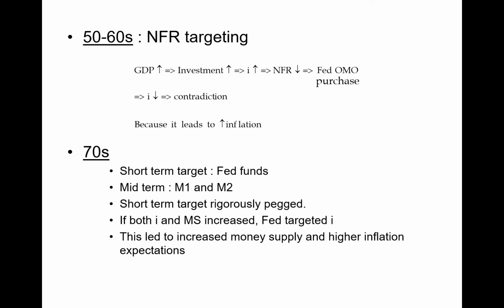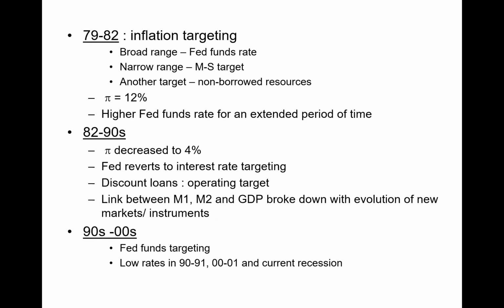Moving on to the 70s, Fed funds was a short-term target, and in the medium run, the Fed actually wanted to track its money supplies M1 and M2. If both interest rates and money supply actually go up, the Fed will target interest rates. This led in the 70s to increased money supply and higher inflation expectations, because interest rates are going up, money supply is going up, people have more purchasing power and start buying goods and services, driving the prices higher.